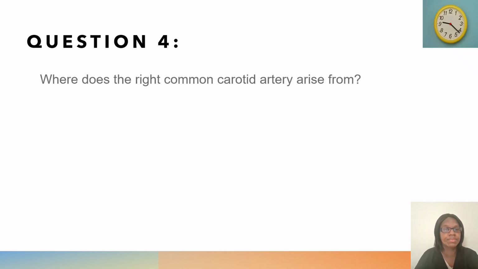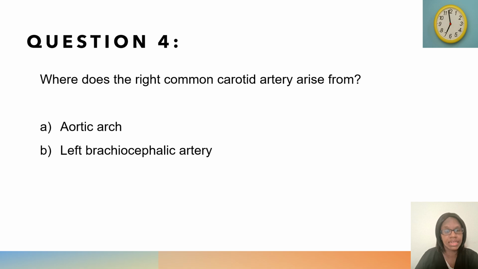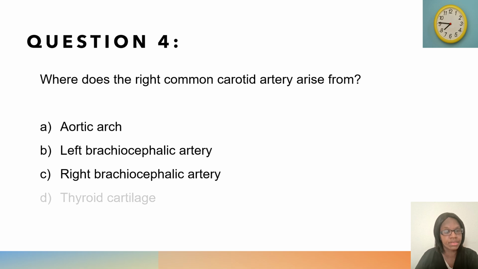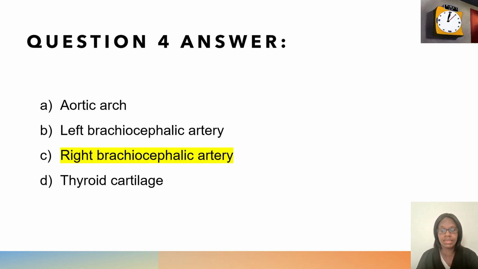Question four, where does the right common carotid artery arise from? A, aortic arch; B, left brachiocephalic artery; C, right brachiocephalic artery; or D, thyroid cartilage. All right, the correct answer is C, right brachiocephalic artery.